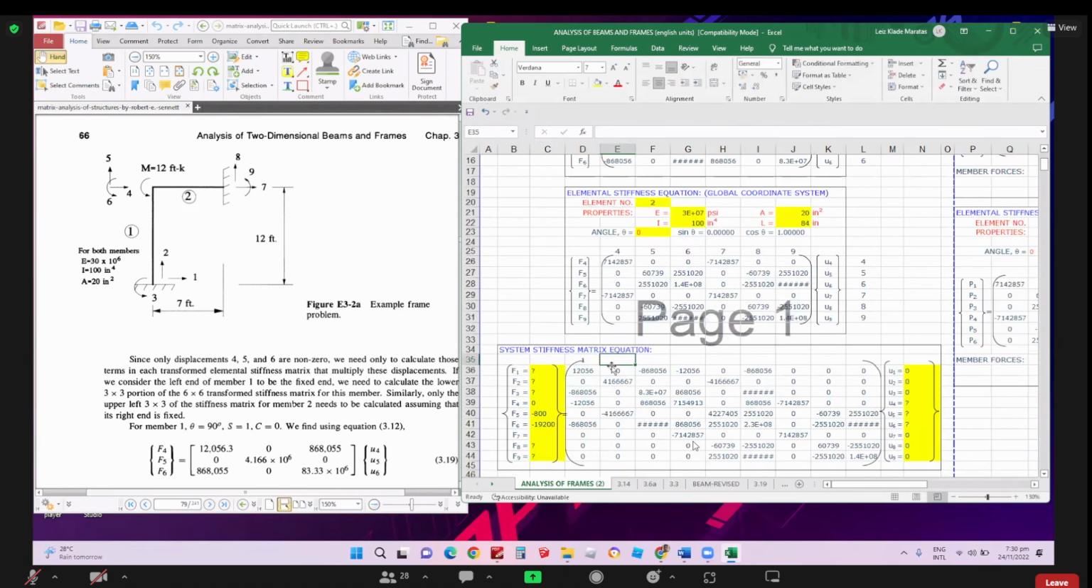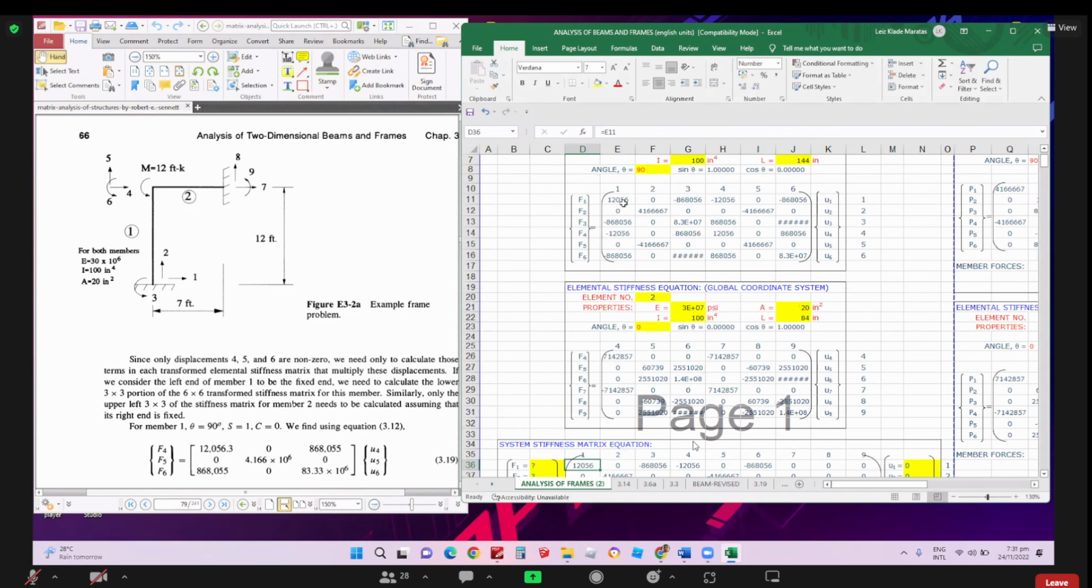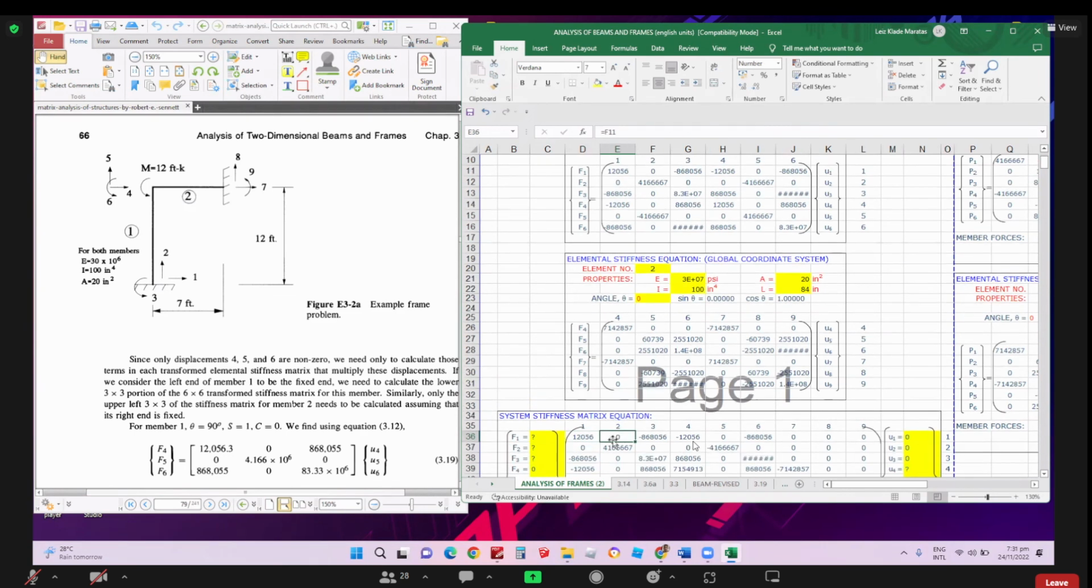The markers are 1, 2, 3, 4, 5, 6, 7, 8, 9. Again, 1, 2, 3, 4, 5, 6, 7, 8, 9. So, 1, 1. Let me repeat that.